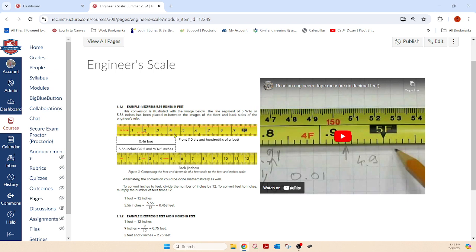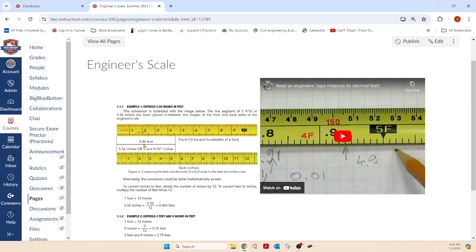There's 0.45. This is 0.46 right here, as you can see. Now, here is telling us that this is 5.56 inches, or 5 and 9/16 feet. I want you to take 5.56 and divide it by 12. That's right, you got 0.46 when you round it off.